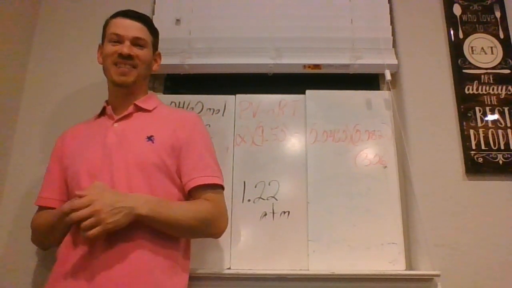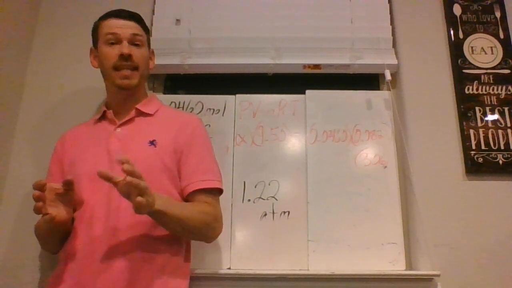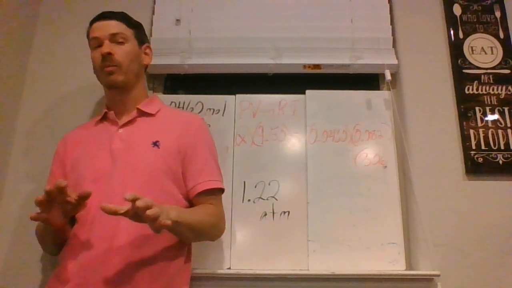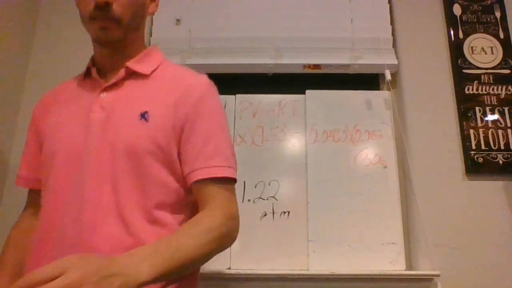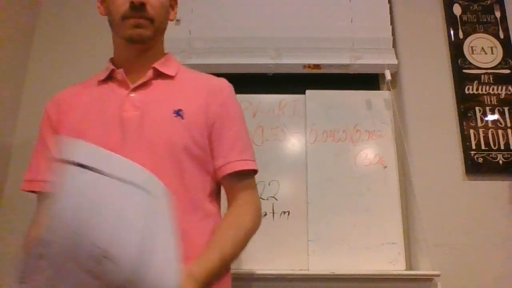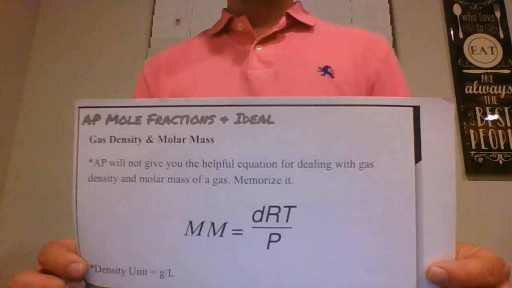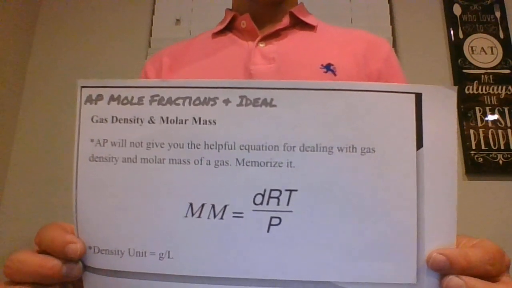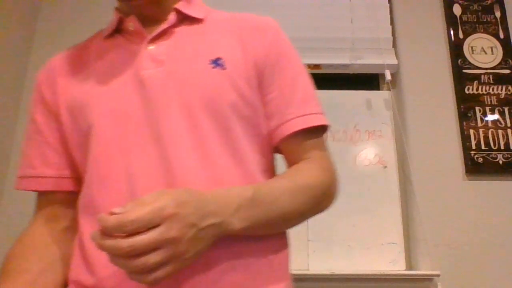What is going to be new is finding gas density, which is going to be a new equation that will be super helpful to you, and it's not on the AP sheet. So this is going to be one that I'm going to recommend that you memorize. Here's my slide for connecting both gas density with molar mass.